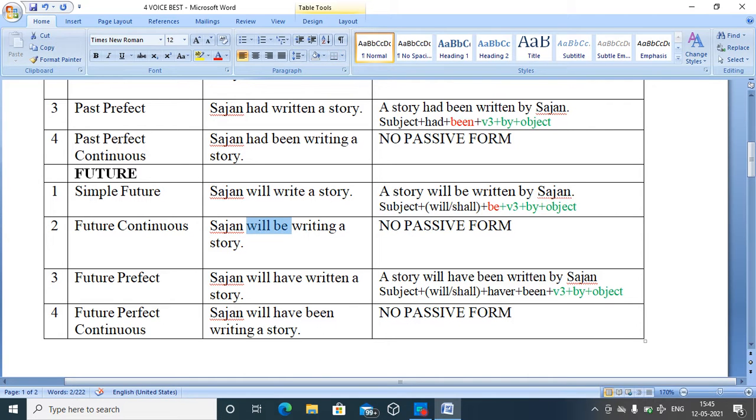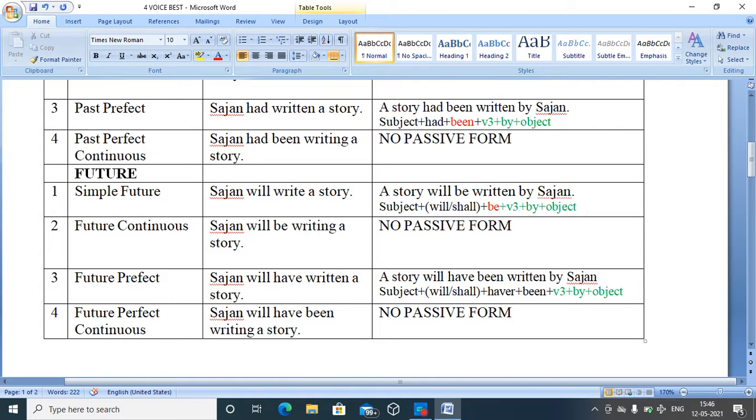So when writing, you compartmentalize it in this way, like will or shall plus be. You never write down, if you write down the formation rule, subject plus will be or shall be, but will or shall plus be. To make sure that this is using its own helping verb, maybe. Will or shall plus be plus, then V3 plus by plus object.